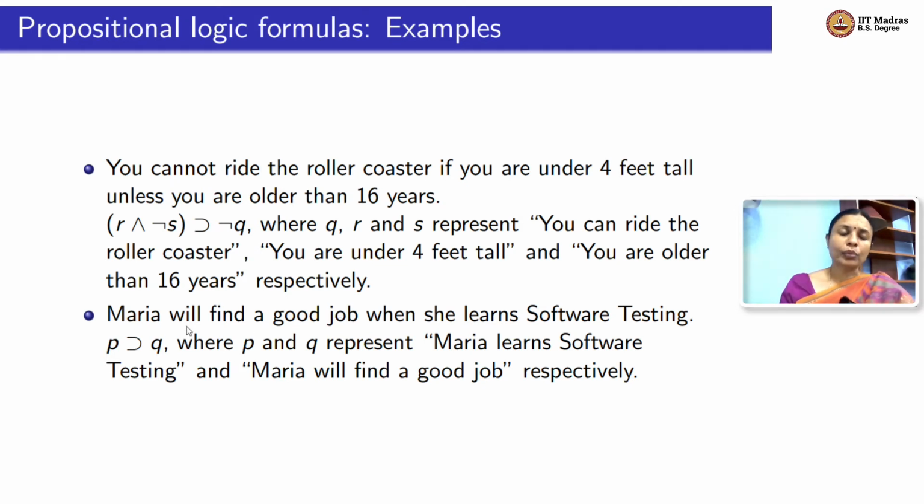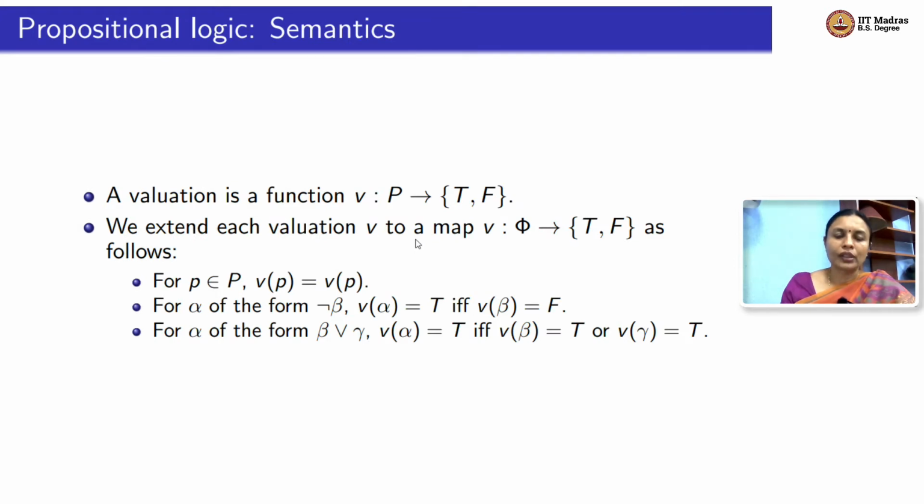So like this, I can express several different things: sentences, properties that are true about software, properties that are false about software. Several different things can be expressed as simple formulas by assigning appropriate atomic propositions to each individual component.